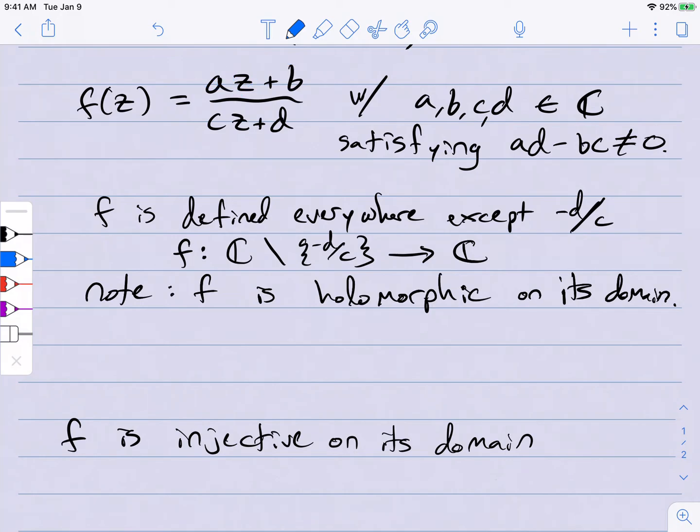So this was just from the properties of derivatives in chapter 2. And also we know that if the derivatives of two functions are defined at a point, then as long as you're not dividing by 0, the derivative of the ratio is defined, and it satisfies the usual quotient rule. So the derivative of f is defined everywhere except when we're dividing by 0, so everywhere on this domain here. So that's good. It's a holomorphic function on its domain.